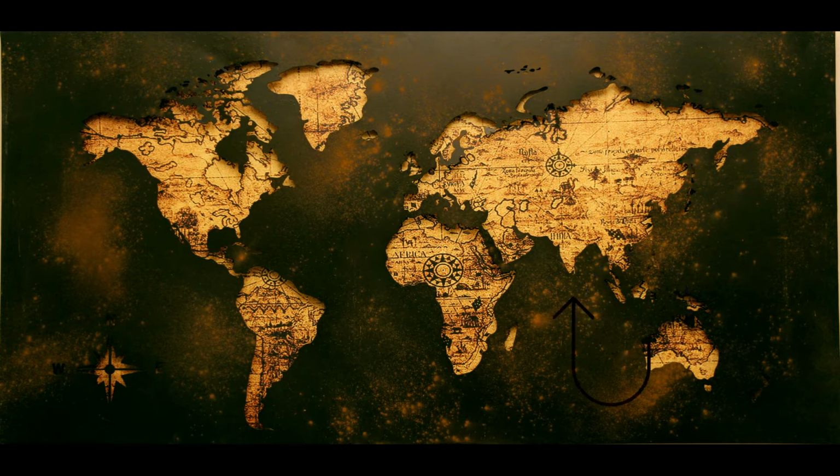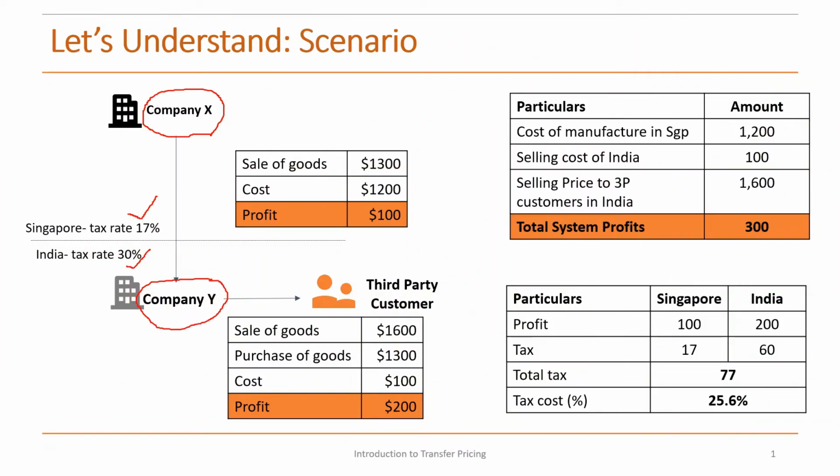in India. If you see in the table at the top right corner here, we are given some facts and figures. Cost of manufacturing the product in the Singapore factory for Company X is $1,200. Company Y expects to incur about $100 towards selling cost in India. The product is expected to fetch a selling price of $1,600. Therefore, that makes the expected system profits to be $300.